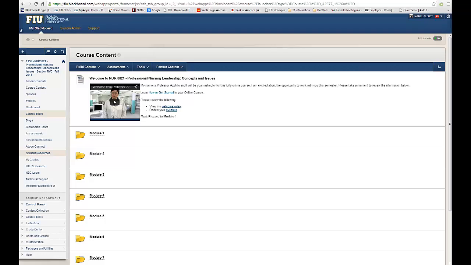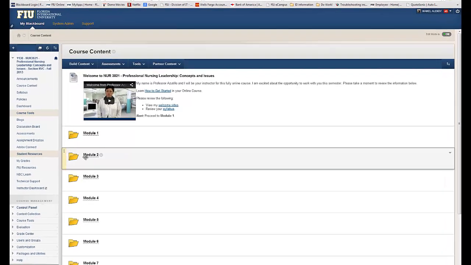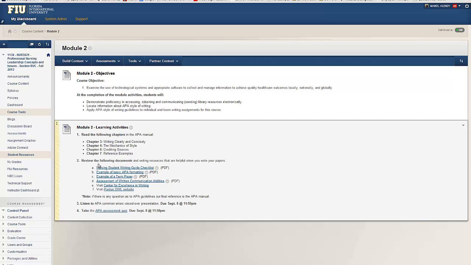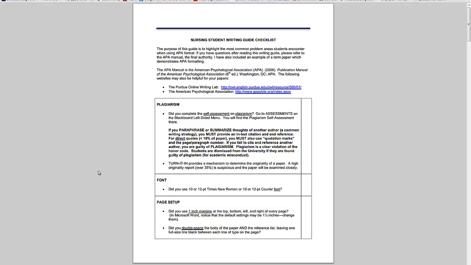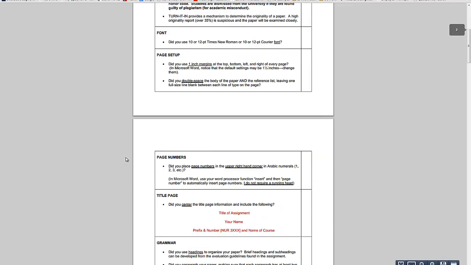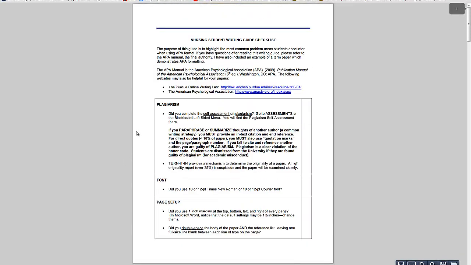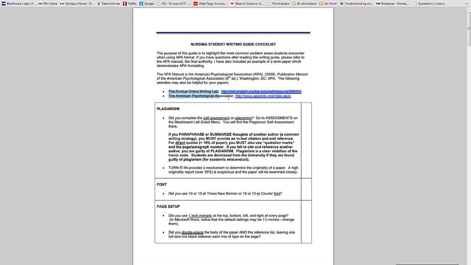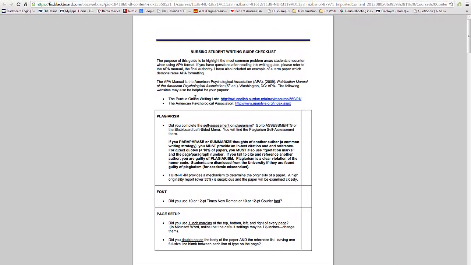Hello everyone, I would like to go over this writing guide checklist with you. This checklist can be found in Blackboard as well. Most of the APA style of writing errors I encountered in past semesters are actually addressed in this writing guide checklist. Please take note of the two websites that are listed here to help you with APA.